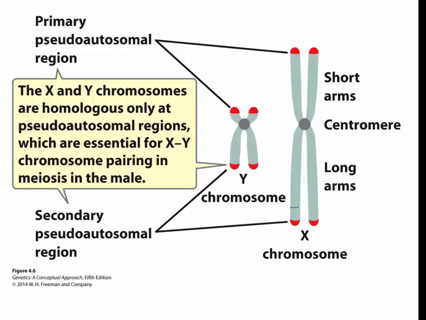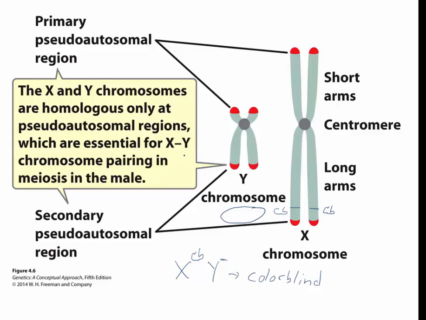So let's just put a gene on here. If we had a gene here, let's say the color blindness gene, there's no corresponding gene in the male. So that would look like this. And this individual would be colorblind because there is no allele on the Y chromosome to be dominant over the recessive colorblind allele.